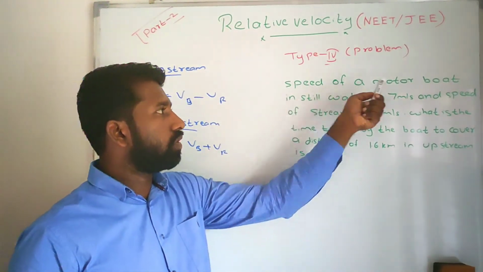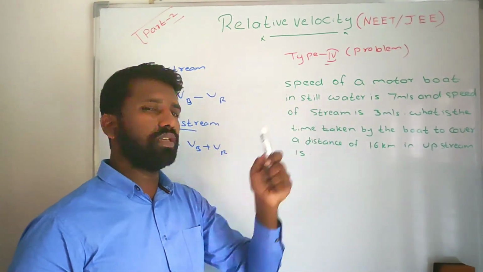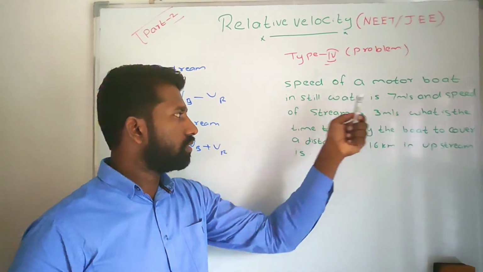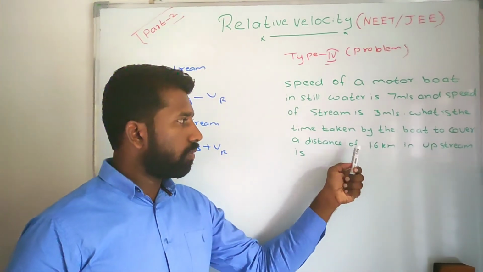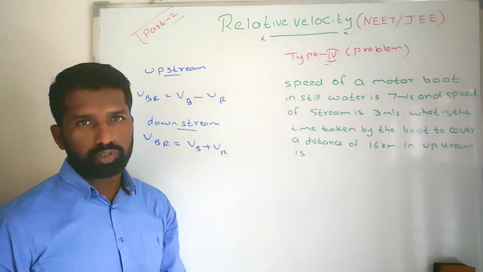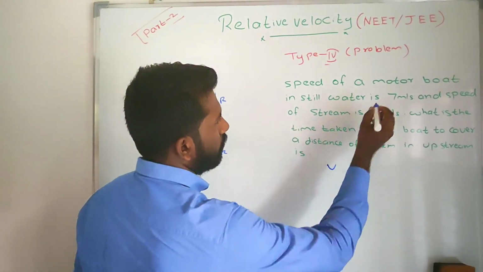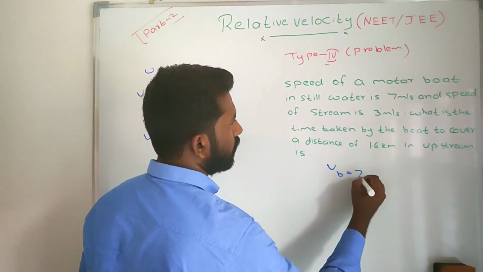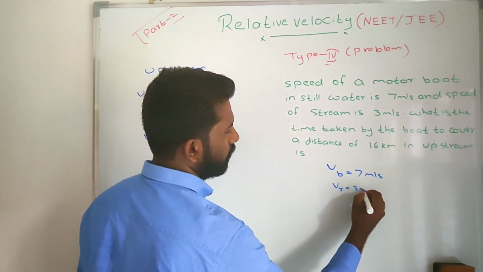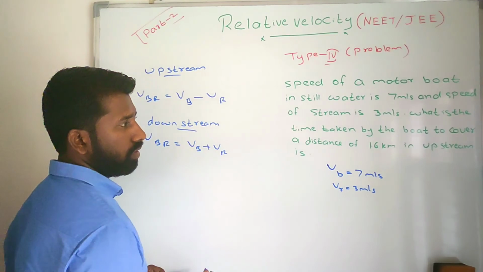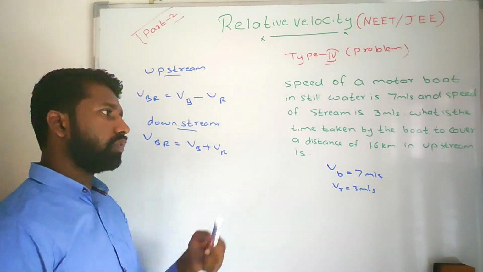The speed of a motor boat in still water is 7 meter per second and the speed of the stream is 3 meter per second. What is the time taken by the boat to cover a distance of 1.6 kilometer upstream? So what is the velocity of the motor boat? The boat is in still water, the velocity is 7 meter per second. The river velocity is 3 meter per second. What we need to find out is how much time the boat will take to cover 1.6 kilometer.